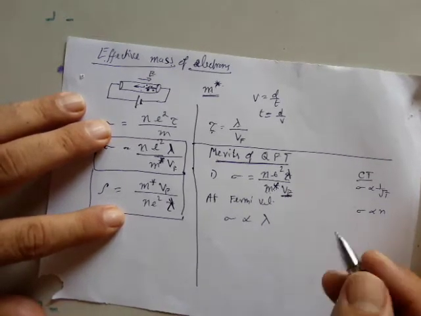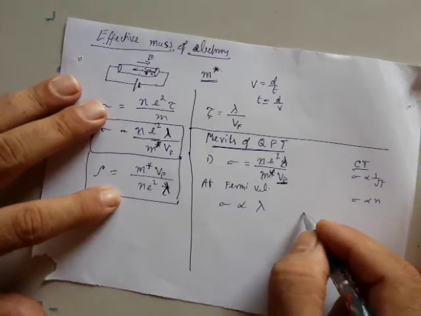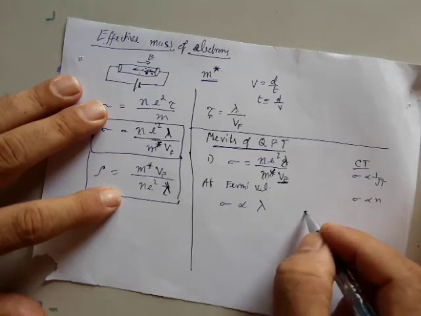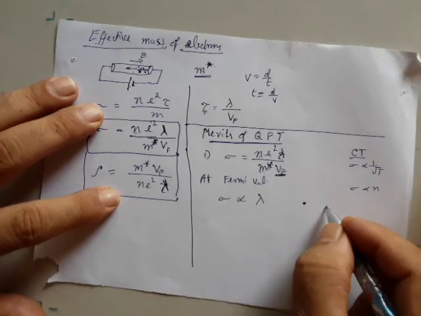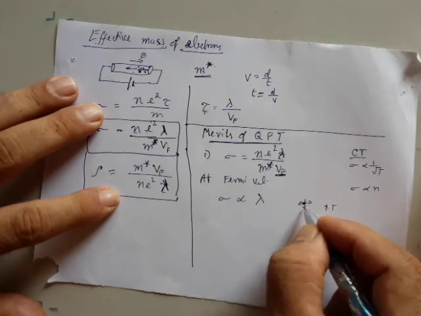Now how are we able to explain this? Lambda is the mean free path. Let us take an electron. At absolute 0 Kelvin, the electron is at rest. But as I increase the temperature, the electrons start vibrating from their mean position.